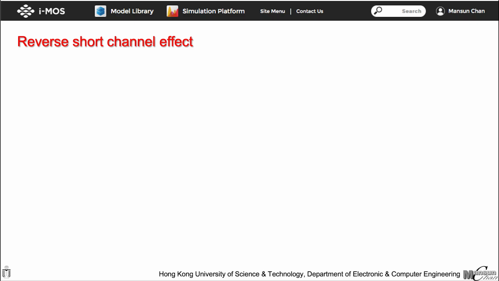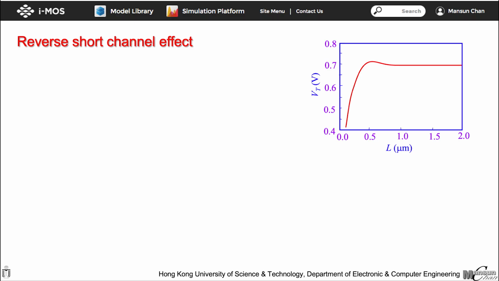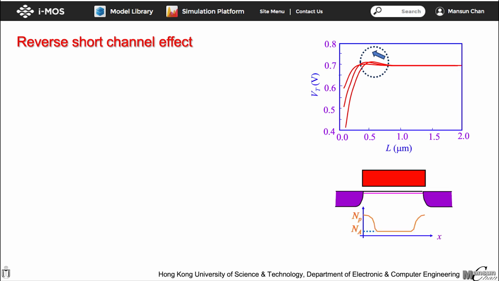When we plot the threshold voltage against channel length, we see the characteristics shown in the figure here. As the channel length decreases, VT first increases and then decreases. The extent of this increase and decrease depends on the gate oxide thickness. The region where VT increases with a reduction in channel length is known as the reverse short channel effect. The generally accepted explanation for this behavior is illustrated in the figure here. The distribution of channel dopants is not uniform along the channel length, with higher concentrations near the source and drain.